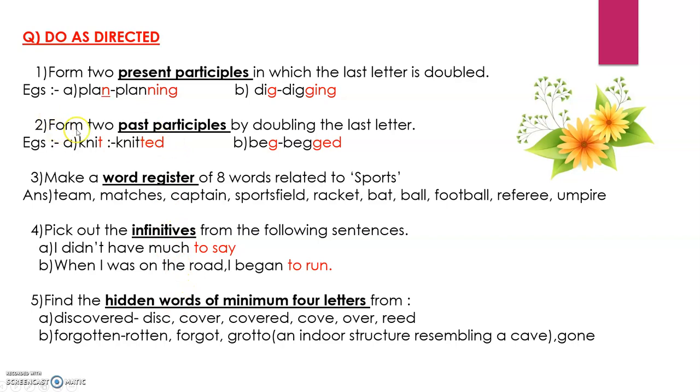Okay. Then form two past participles. Past participles by doubling the last letter. So you have past participle. You have to make it in past tense. So ed आएगा, ठीक है? So here you have the last letter T, double it and you put ed. Then you have beg, double it and put ed. Okay, that becomes past tense.